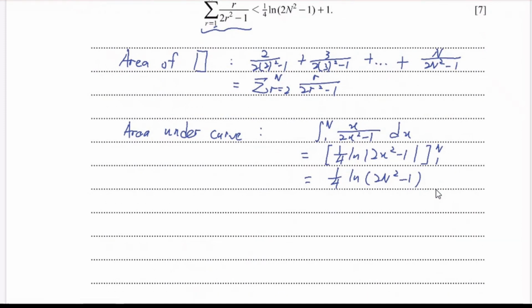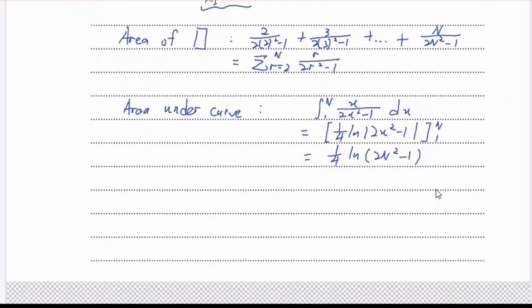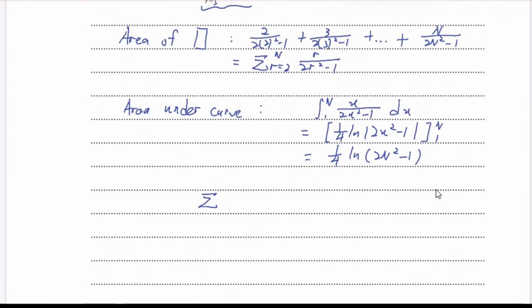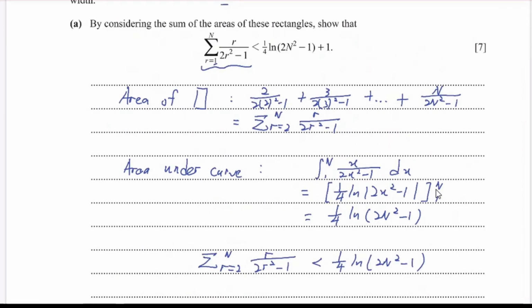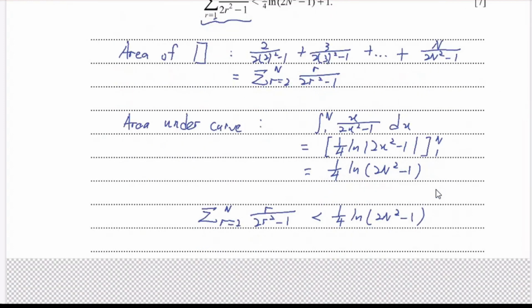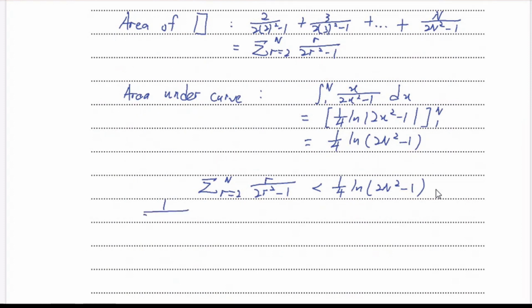So we can now do the comparison already, because what we actually know from here is that this sum, where the r starts from 2 to n, so we are just using whatever that we have for now first, is actually less than 1 over 4 ln 2n squared minus 1. But this is not what we're supposed to prove. The series supposedly should start with r equals 1. So from there, we just add the term.